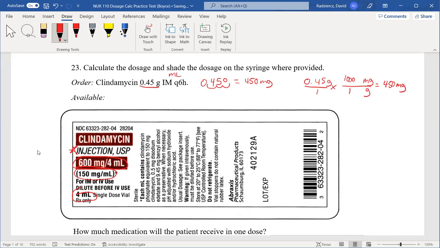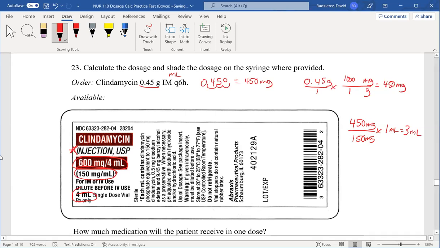Once I have the 450 milligrams, now I can do my order over my available times my quantity. 450 divided by 150 is 3 milliliters. So you could do that either way, like 450 divided by 150, or you could do 450 times 4 divided by 600 and you'd get the same answer.